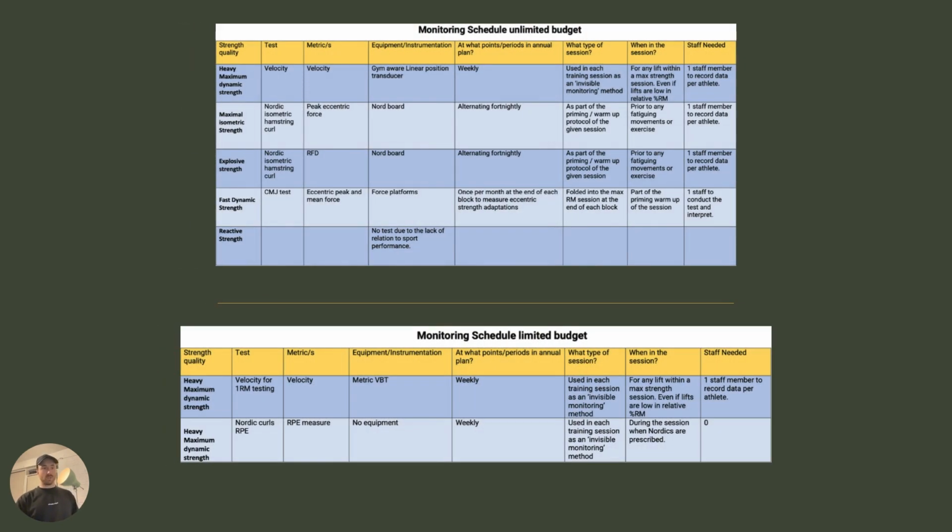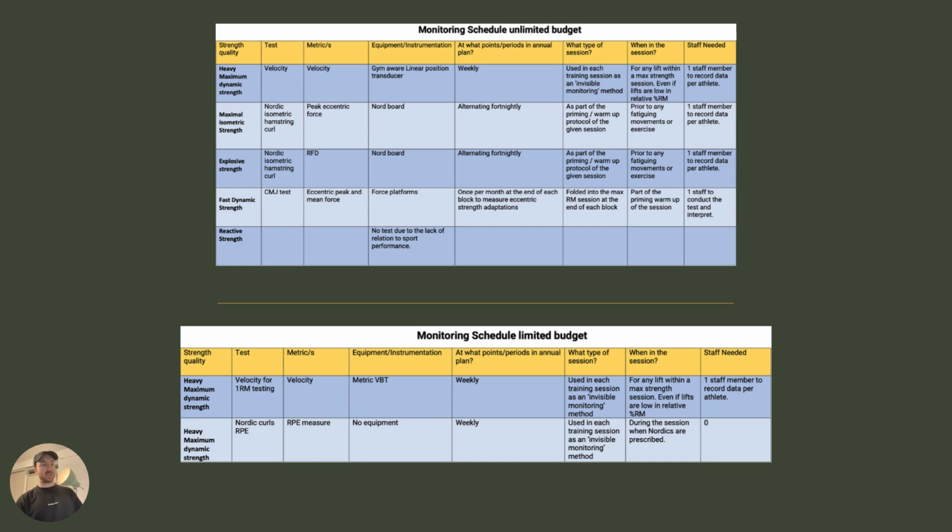So if we go and look down at our monitoring schedule now, the monitoring schedule is going to be weekly on an unlimited budget, weekly through your strength testing using GymAware linear transducers. Then we can look at some isometric strength and explosive strength measurements using the Snowboard for hamstrings. This can be a good tool for injury prevention.